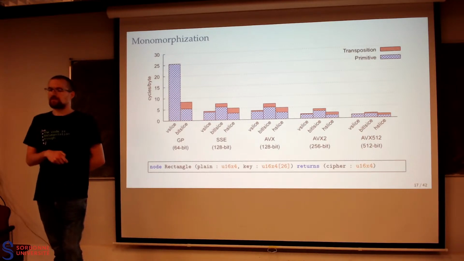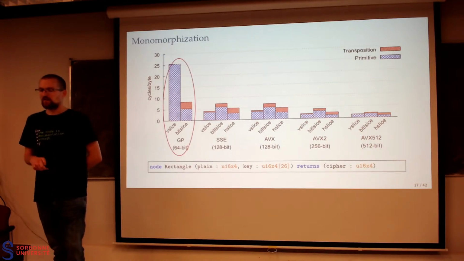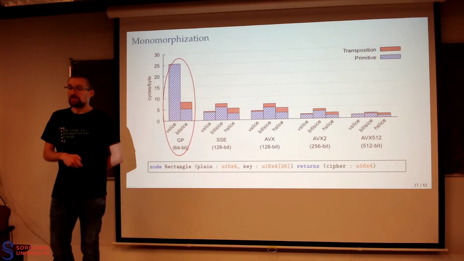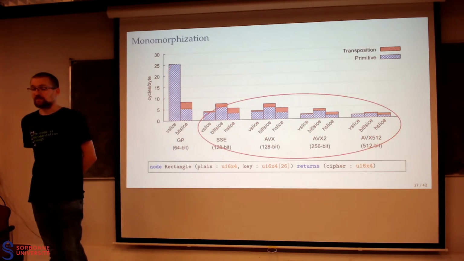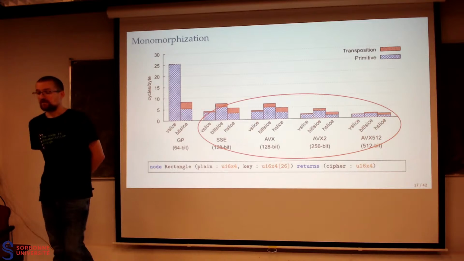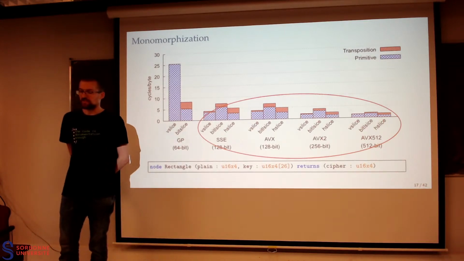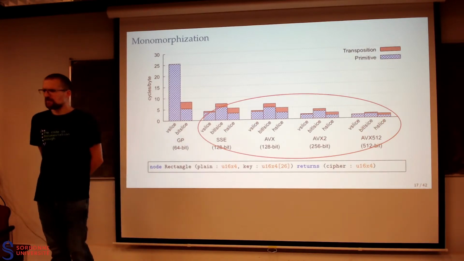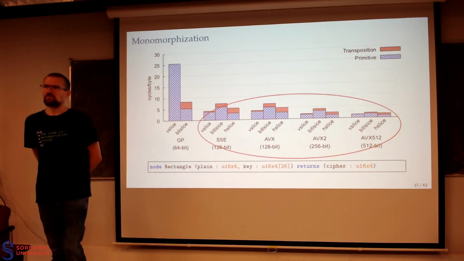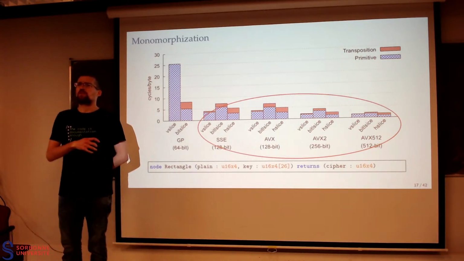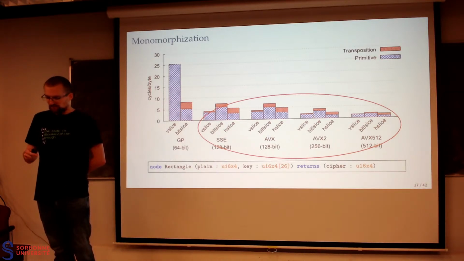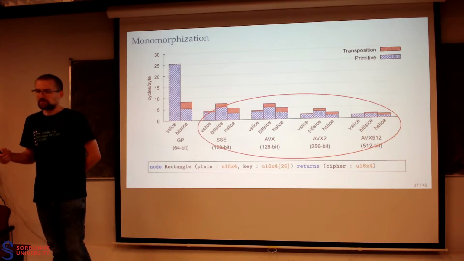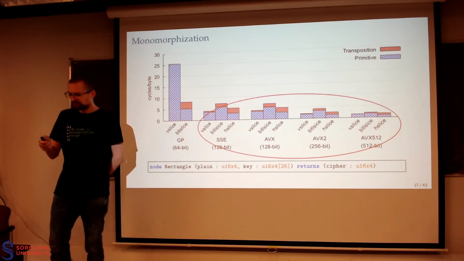So if we compare the performance in cycles per byte, well, on general purpose registers, bit slicing is much more efficient than vertical and horizontal slicing, whereas on SIMD extensions, vertical slicing is faster than bit slicing and horizontal slicing. So here I'm showing in red the transposition. So basically, it's the cost of converting the data from their standard representation into the sliced representation, and in blue the primitive, so just the core of Rectangle.